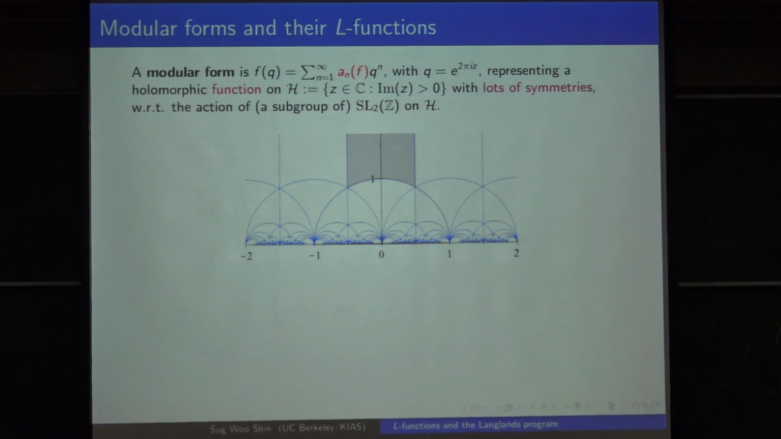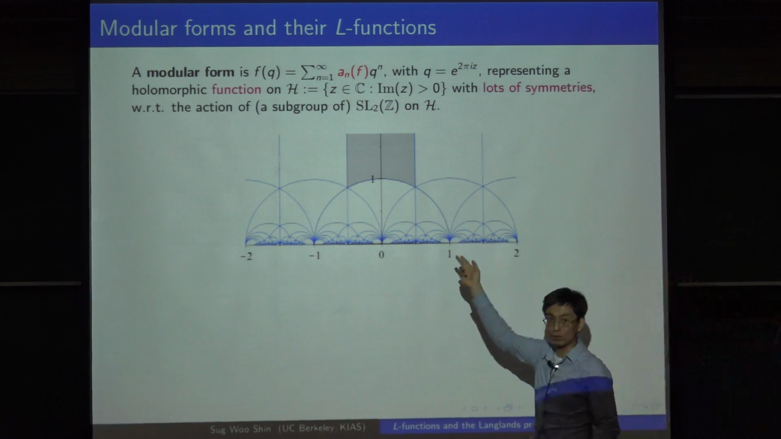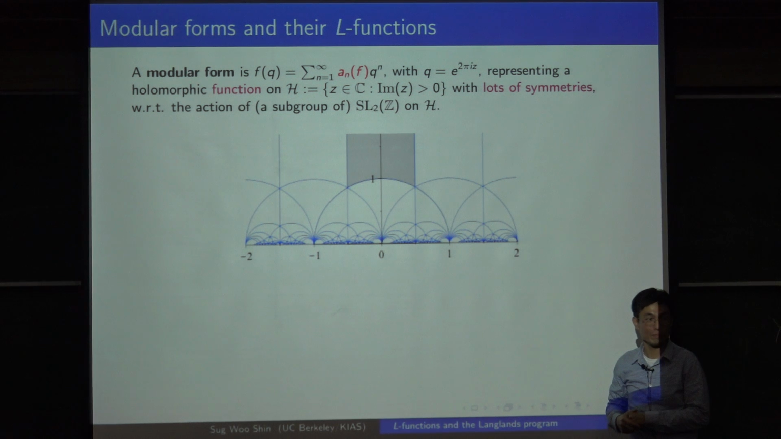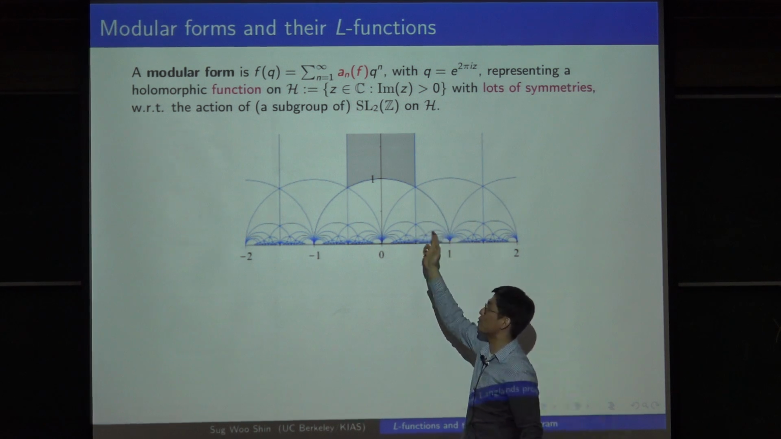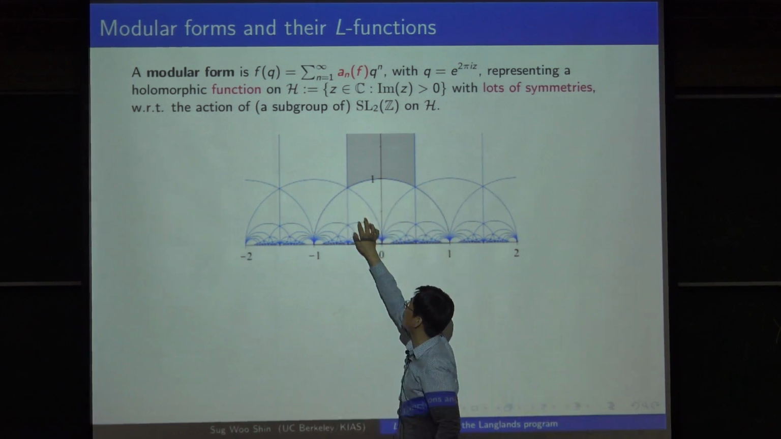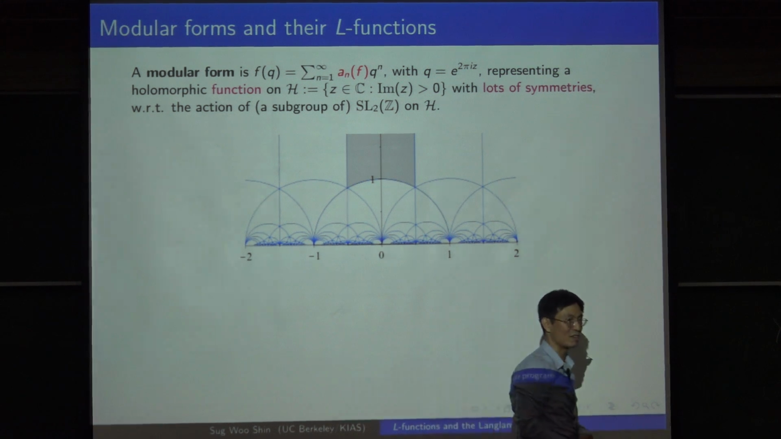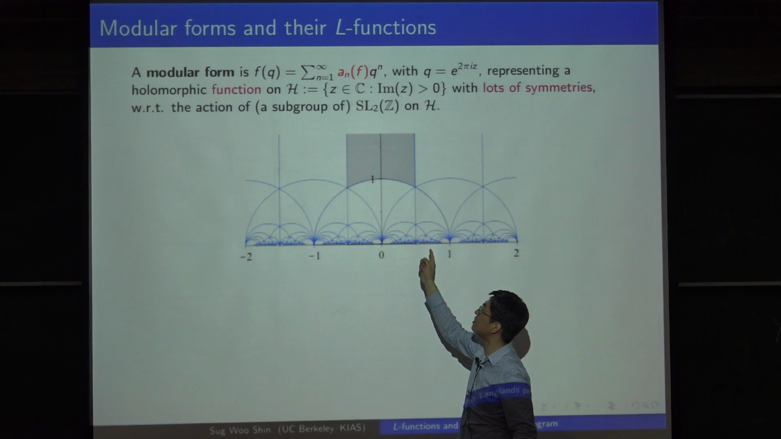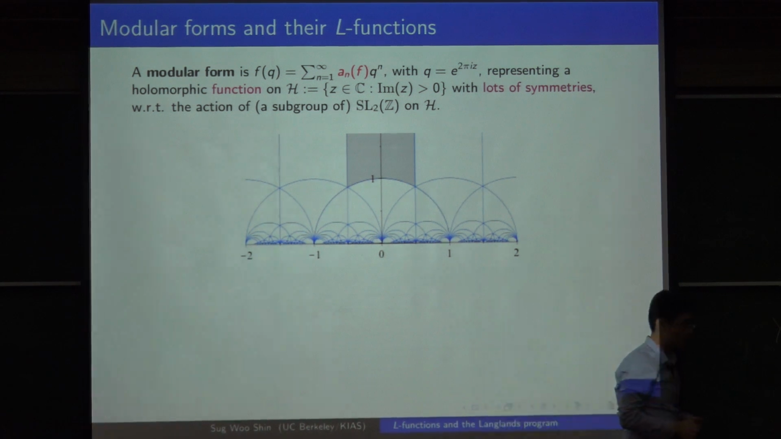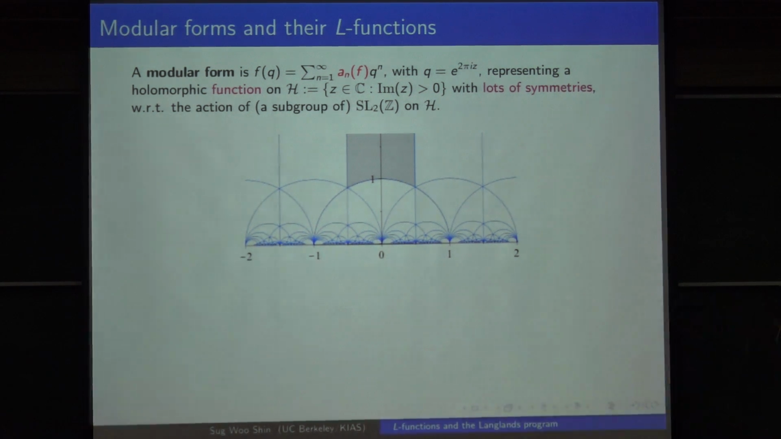In particular, you see this gray area. That's the fundamental domain for the SL2Z action on the upper half plane by linear fractional transformation. Once you know the value of this function on the gray area, then you can copy yourself to get values here and here and here and here, everywhere in the upper half plane. And in particular, you can jump by one to the left or to the right. Actually, one of the symmetries is that f of z is equal to f of z plus 1.